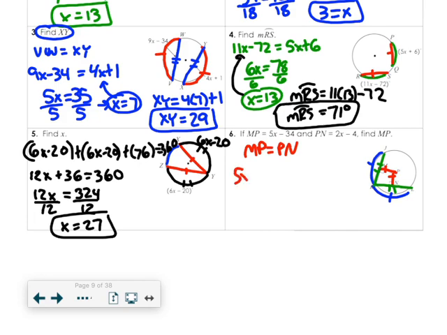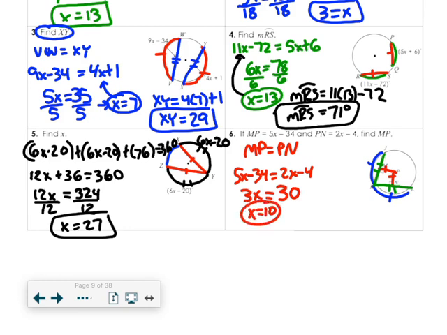Okay, so 5x minus 34 has to equal 2x minus 4. And then we solve. So we get 3x by subtracting the 2x to the left. We get 30 by doing negative 4 plus 34. And then we get x equals 10.